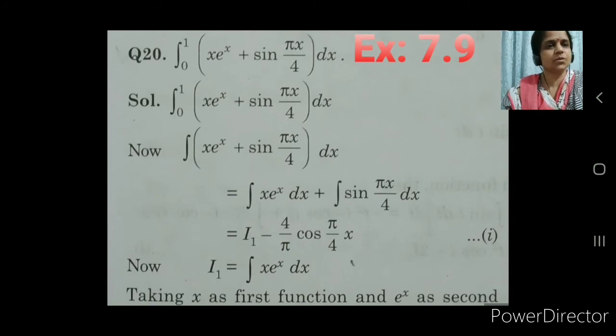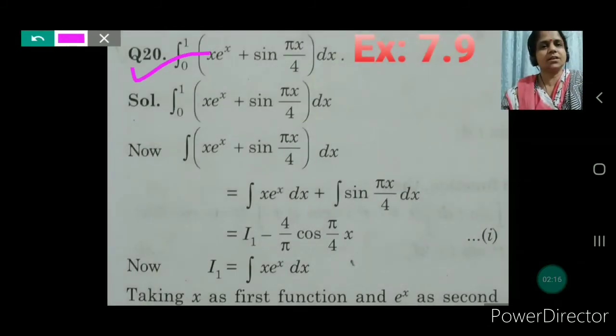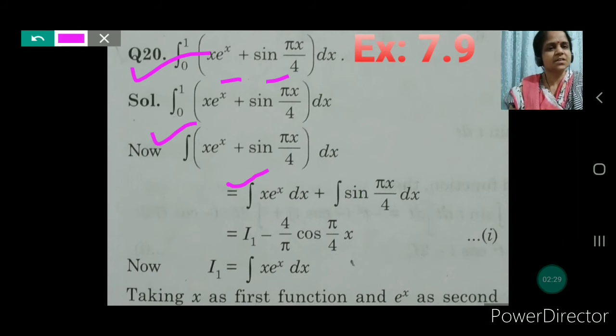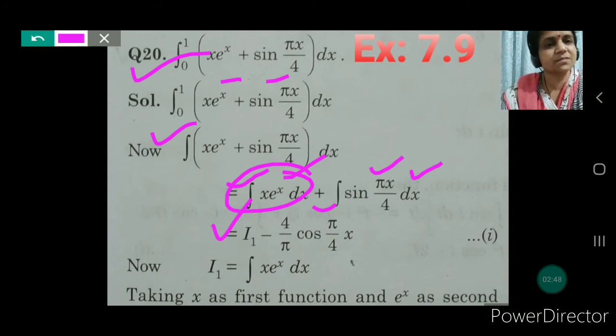Question number 20. Okay, it is integration from 0 to 1 of x e raised x plus sine pi x by 4, dx. So first of all find the integration. Okay, separate the terms. So integration of x e raised x dx plus integration of sine pi x by 4 dx. Okay, so x e raised x dx take as I1, and here integration of sine pi x by 4, it is minus 4 by pi cos pi x by 4. Okay, and now integrate the I1.